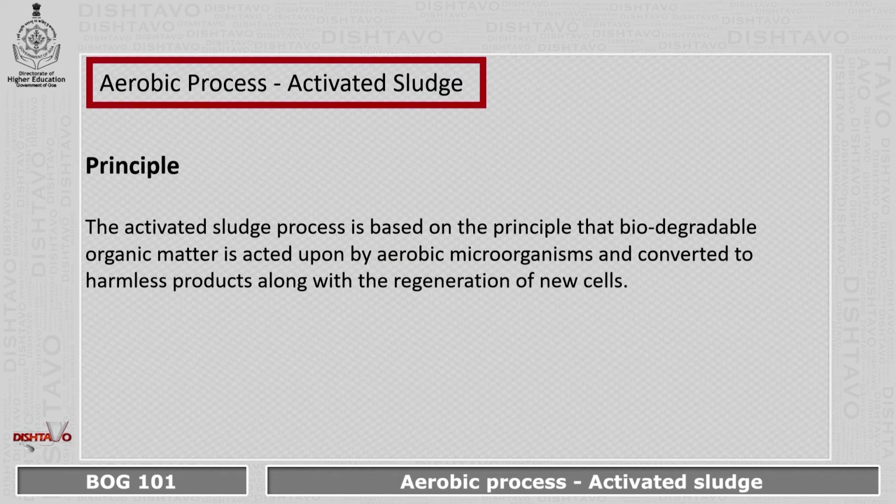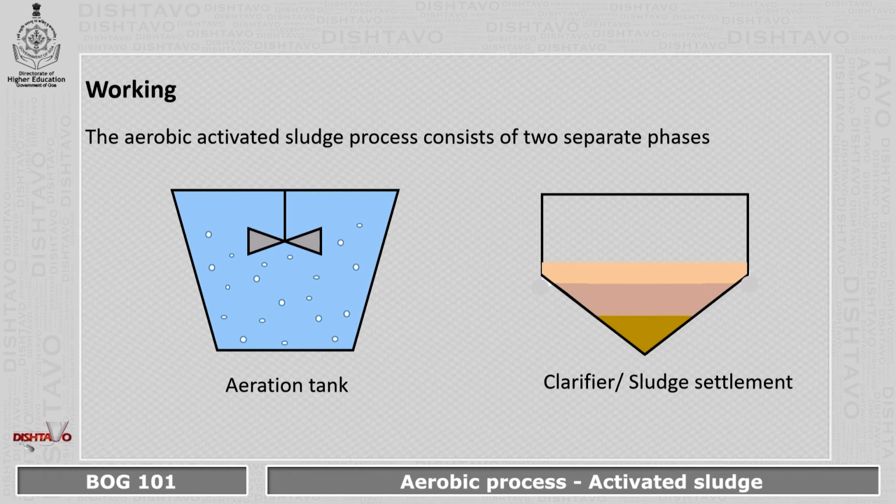The first process that we are going to learn about is activated sludge process. The activated sludge process is based on the principle that biodegradable organic matter is acted upon by aerobic microorganisms and converted to harmless products along with the regeneration of new cells. The working: aerobic activated sludge process consists of 2 separate phases, the aeration tank and the clarifier, which is also known as sludge settlement.